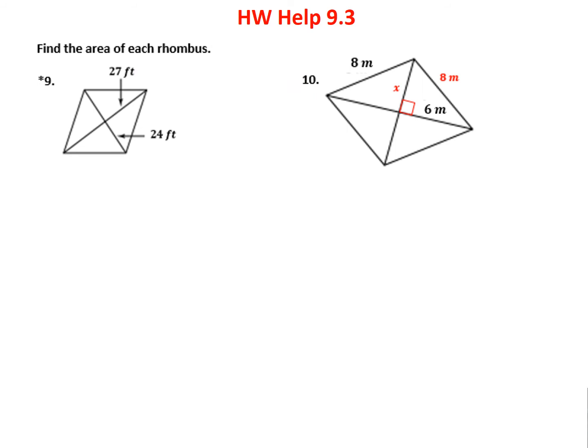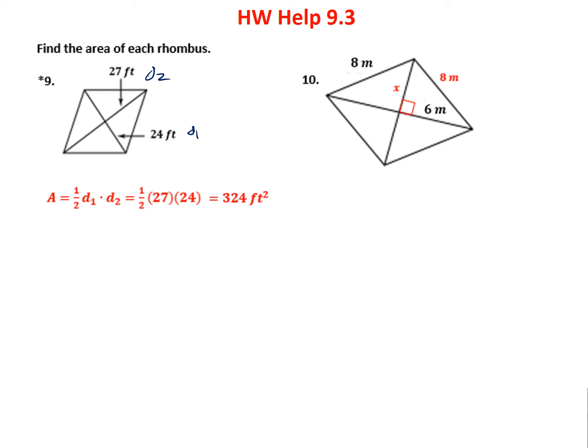Number 9, we have a rhombus. These are rhombuses, and notice that each of them, this one has a diagonal of 24 and 27. A rhombus has the same area. You find it the same way as the kite. It's 1/2 the product of the diagonals. So here, the 1/2, 27 times 24. Here's my diagonal 1. Here's my diagonal 2. It doesn't matter which one's 1 and 2. Okay? So we multiply that together, and we get 324 feet squared.